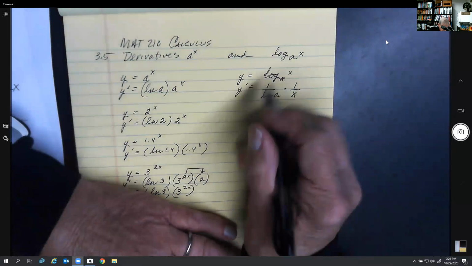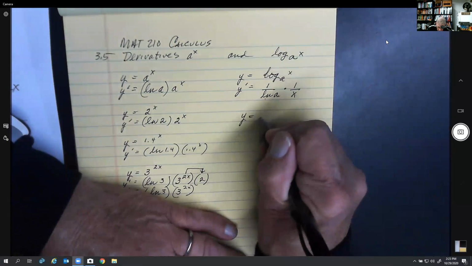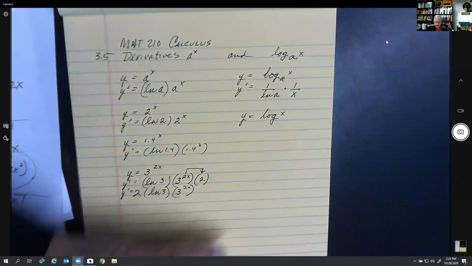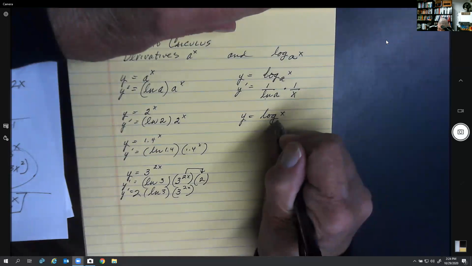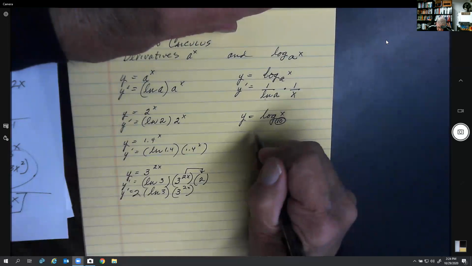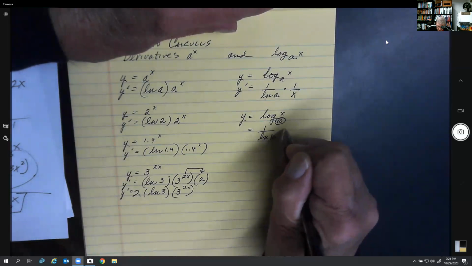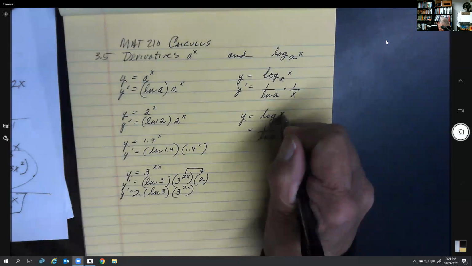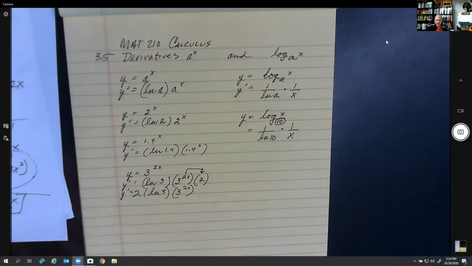So let me give you this one. What if they just gave you y equals log x? Okay, when we have a situation like this, and we don't have a base, we're going to have to assume that the base is 10. If it's not written, we assume it's 10. So this would be 1 over the natural log of the base times 1 over, if this was a number, it would be 1 over that number, or 1 over, in this case, x. That's all there is to it.